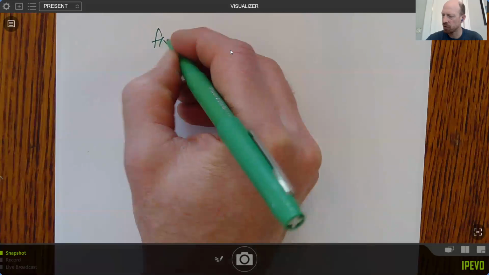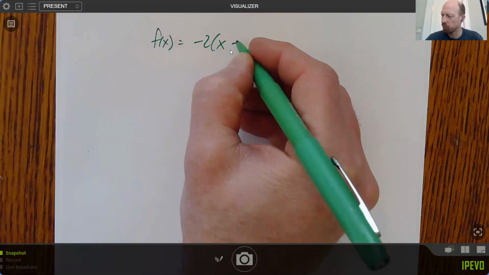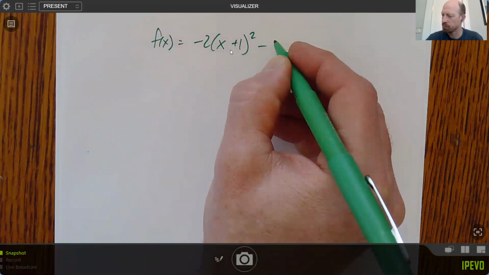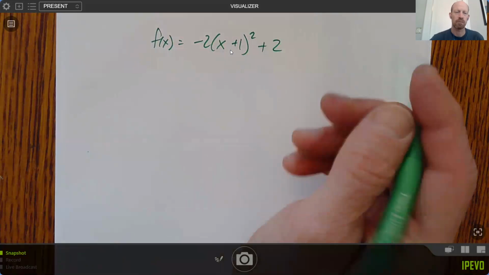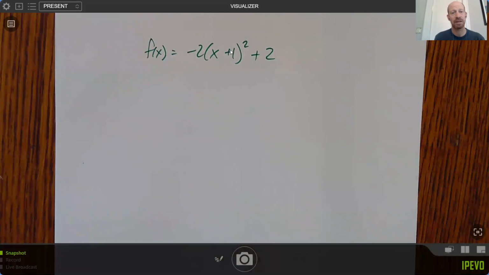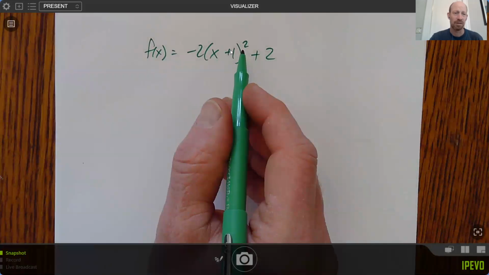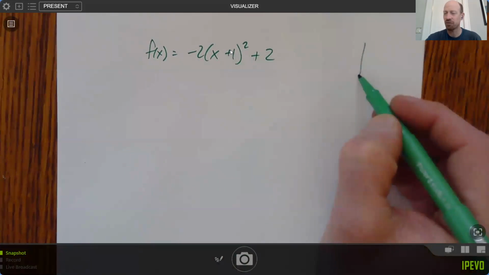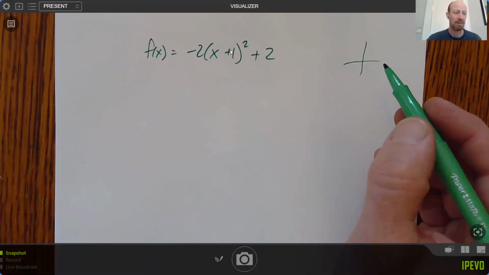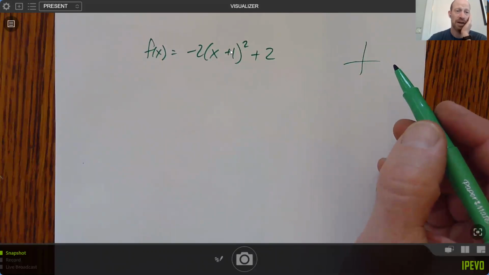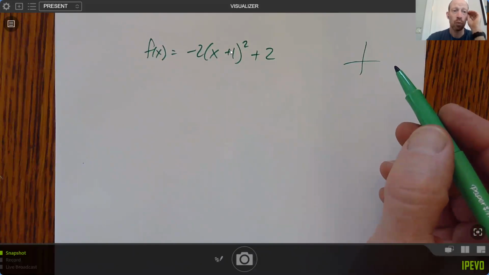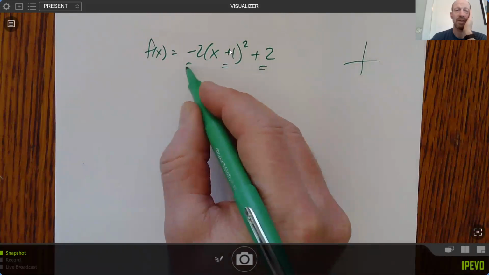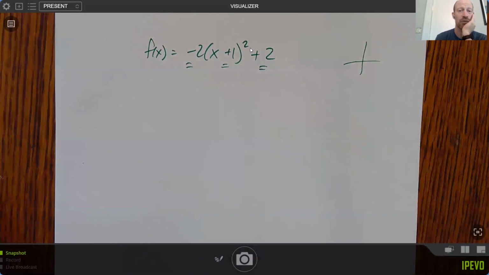Let's let f of x equal -2 times (x plus 1) squared plus 2. Okay. So number one, you have to recognize this is a parabola. It's got this form. And so whatever your answer is going to be, if you're trying to graph it, it better be a parabola, right? The shape of a parabola. The question is, which parabola is it? And where is it located? What does it look like? Right? And that's where these different values come into play, right?